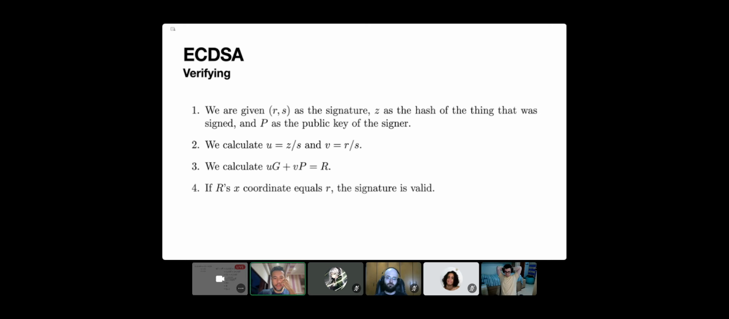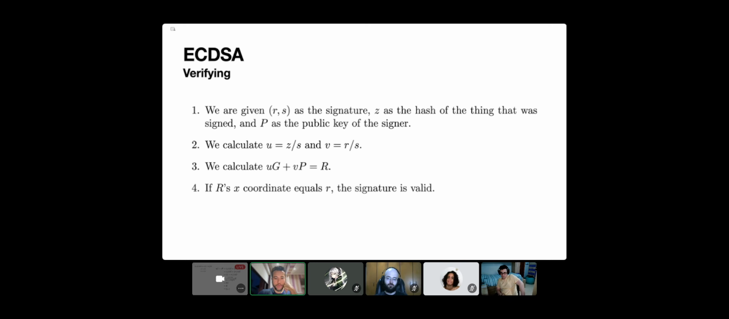So I have those pieces of information. I calculate U and V using the formulas. I calculate big R using the formula. I know G. Remember, it's a constant. It's public information. I know P because the signer gave me P.